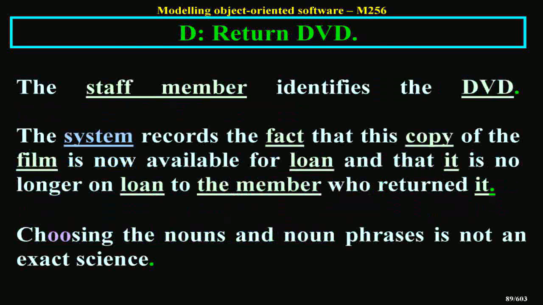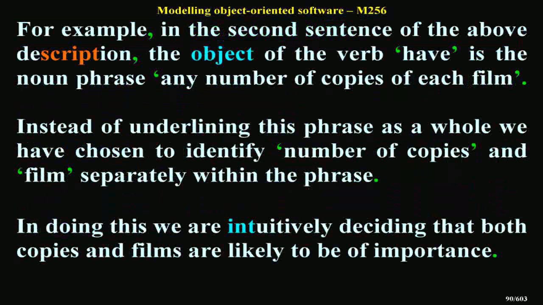Choosing the nouns and noun phrases is not an exact science. For example, in the second sentence of the above description, the object of the verb "have" is the noun phrase "any number of copies of each film." Instead of underlining this phrase as a whole, we have chosen to identify "number of copies" and "films" separately within the phrase. In doing this, we are intuitively deciding that both copies and films are likely to be of importance.